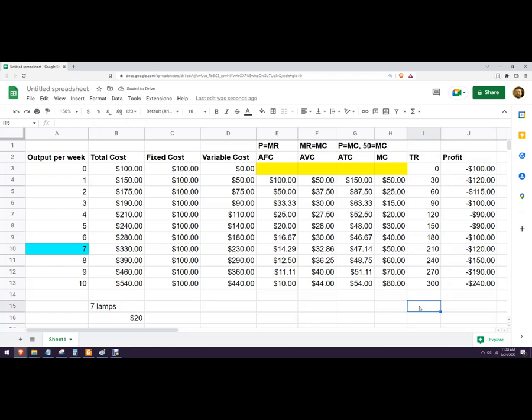Okay, and so now it's sort of a case of loss minimization, right? So you can see this with the shutdown rule. If I shut down, here's me shutting down, produce nothing, and it's going to cost you 100. But if you produce, you can lose 90. So I would rather lose $90 per week than lose $100 per week. So it's counterintuitive, but that's why the shutdown rule works. So that's the end of that problem.